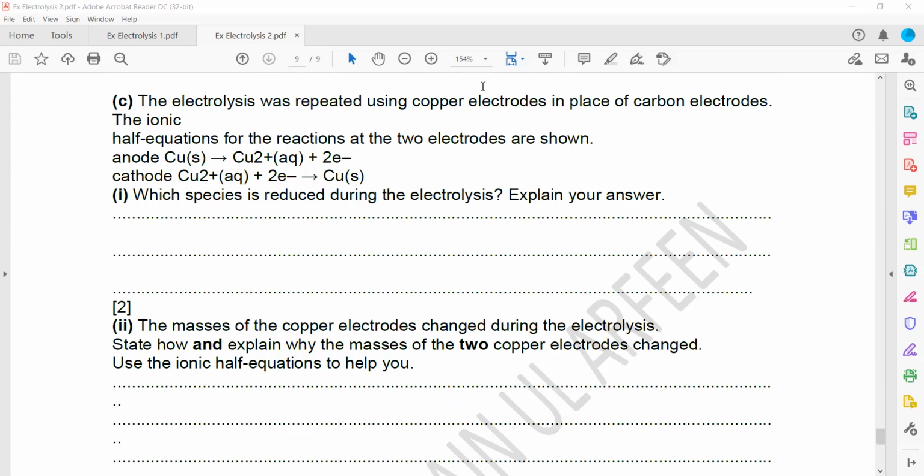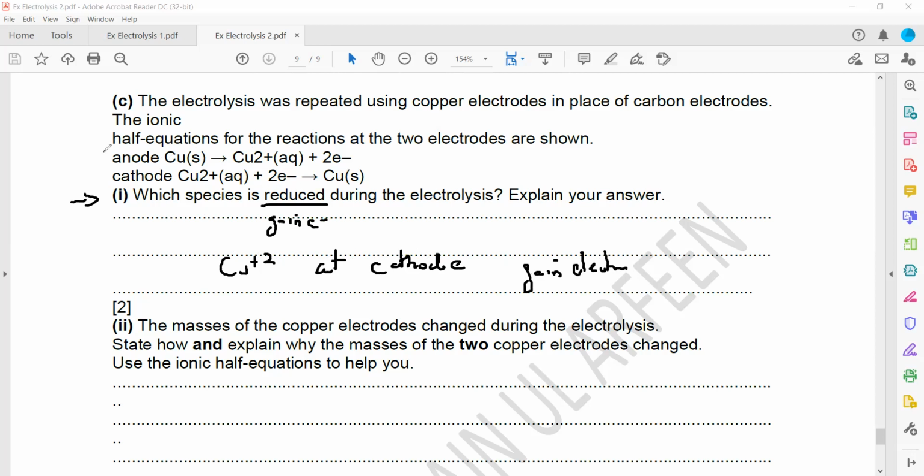Now the electrolysis was repeated using copper electrodes. The equations are given. Which species is reduced during the electrolysis? Reduced means gain electrons. As you can see, the copper ions gain electrons and turn into copper atoms. So that is copper ions at the cathode. And why is this reduced? Because they gain electrons. Is it clear? That was the answer for C1.